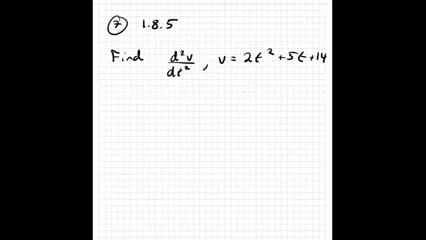okay, so first let's find dv by dt, the first derivative. If we take the derivative, that's going to be 4t plus 5. Remember, the derivative of a constant is 0. Then the second derivative, now we want the second derivative of v with respect to t. The derivative of a constant is 0. 4t is just going to be 4. So ultimately, the second derivative in this case should just be 4.